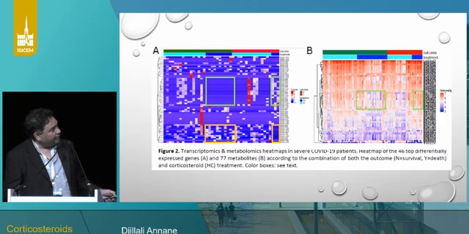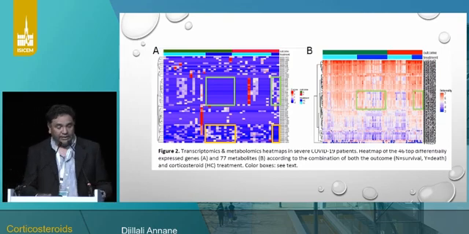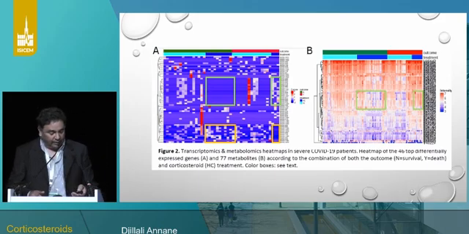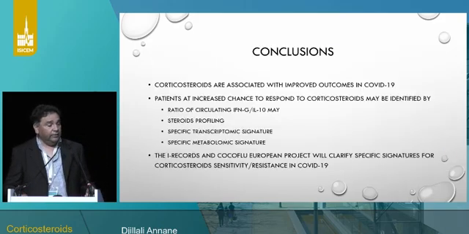And for the metabolic data, we found 77 metabolites that were discriminating between patients who will survive when receiving hydrocortisone versus those who will die when receiving hydrocortisone. So these were preliminary data that are now being investigated at the European level within the iRecords program. Thank you very much for your attention.